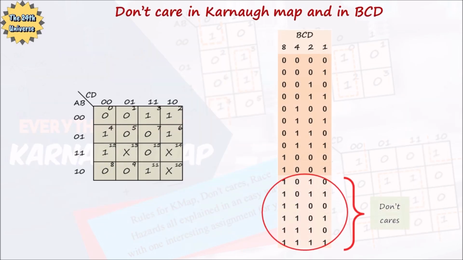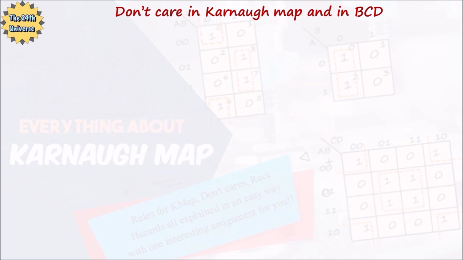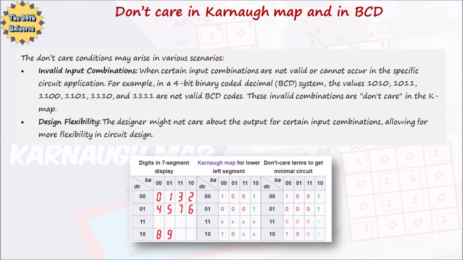What is the difference between don't care in a Karnaugh map and don't care in BCD? They are the same. For a beginner to understand, in BCD we just name it, but in a Karnaugh map we process it. That is, in BCD, the invalid combinations are represented with don't care X. In a Karnaugh map, these don't cares are used to make larger groups and hence to simplify the Boolean expression. The don't care conditions may arise in various scenarios. Invalid input combinations.